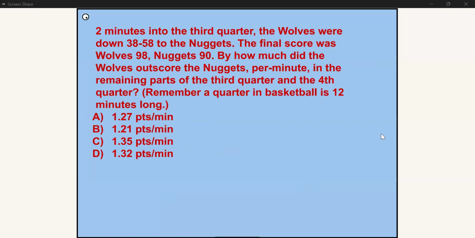All right, so last one. 2 minutes into the third quarter, the Wolves were down 38-58 to the Nuggets. The final score was Wolves 98, Nuggets 90. By how much did the Wolves outscore the Nuggets per minute in the remaining parts of the third quarter and the fourth quarter? Remember, a quarter in basketball is 12 minutes long. So this is just for the casuals, but you know it.